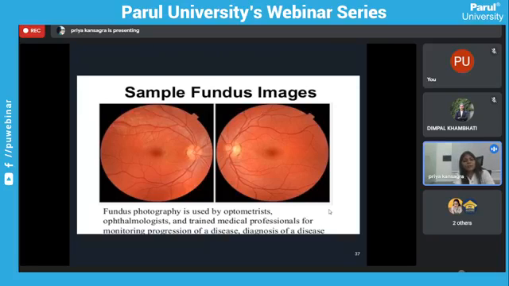ophthalmologists, and it is done by trained medical professionals for monitoring the progression of a disease and diagnosis of the disease. Fundus photography is mainly used in the eye section, and it is not performed by any random person. It is performed and guided by professionals.